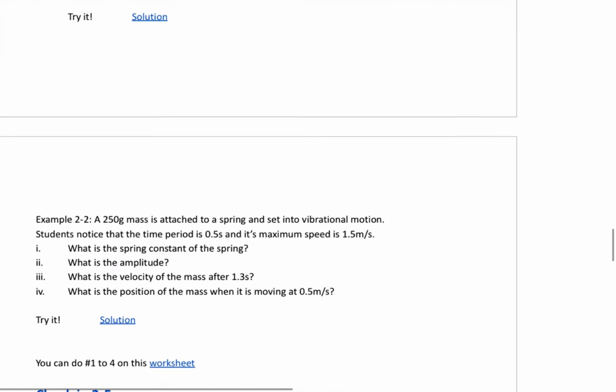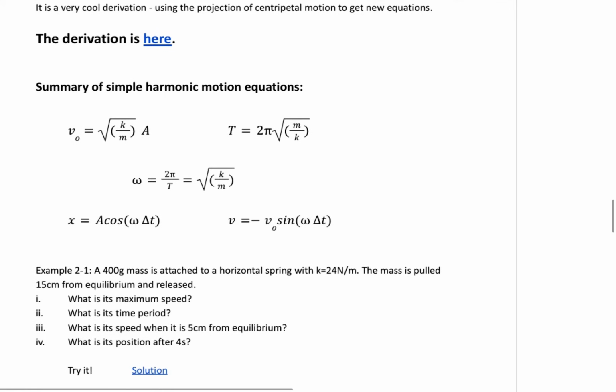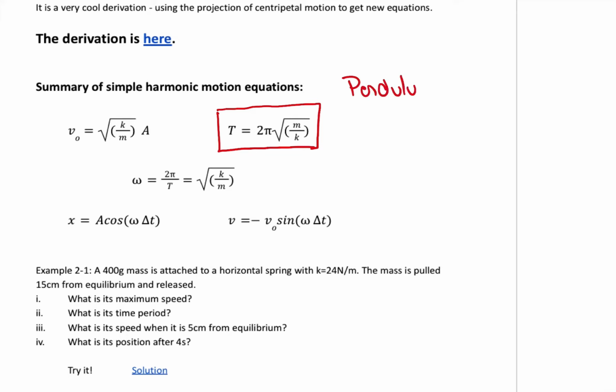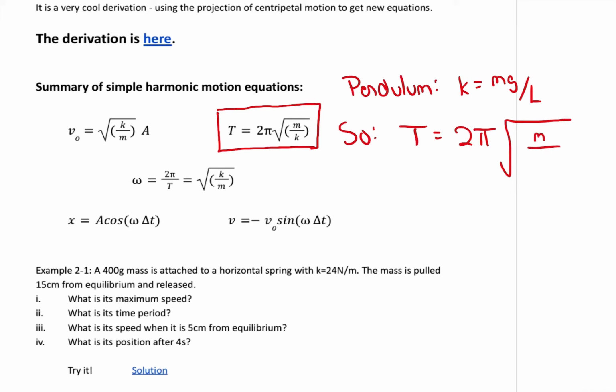So if we go back up here, scroll, here we go. I'm not going to go through all of them, but let's pick on this, kind of a common one. The time period of something going through simple harmonic motion is 2 pi root m over k. For a pendulum, we know that k, we just figured out, is mg over L. So our time period equation turns into T equals 2 pi root m over mg over L.